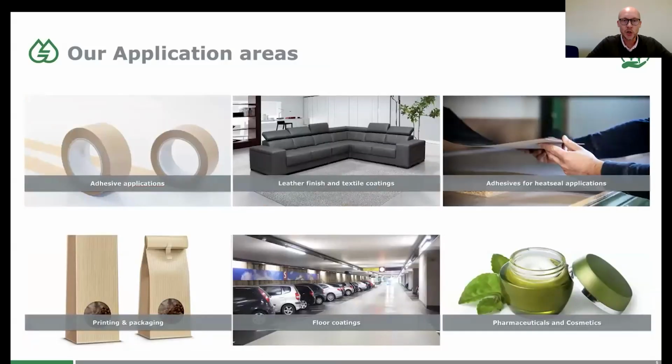Further application areas include PSA applications for labels and tapes. We have a range of products for leather, finish, and textile coatings, adhesive for heat seal applications, floor coatings. We sell products into pharmaceuticals and cosmetic applications. And more and more we're getting involved in the printing and packaging market, where there's a big trend to move away from plastic packaging to paper packaging technology.